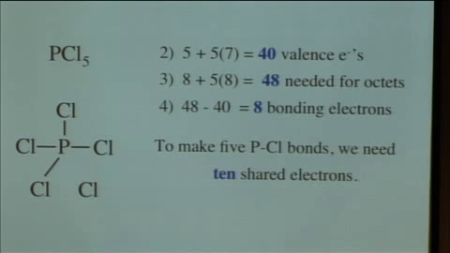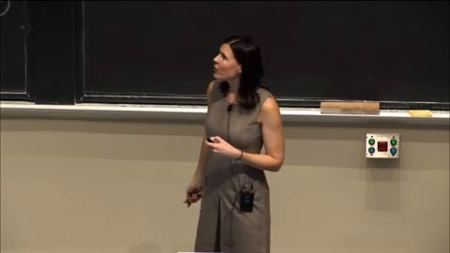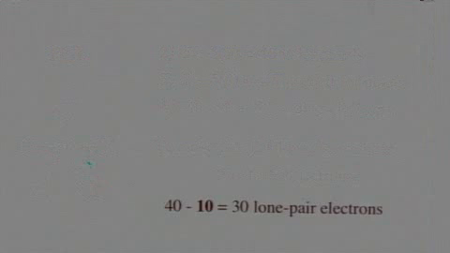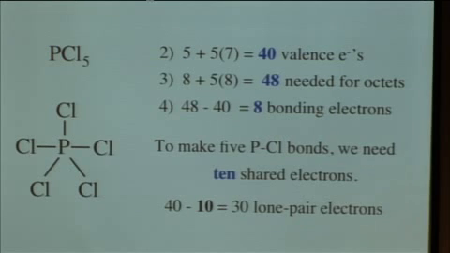To make 5 PCl bonds, we need 10 shared electrons. And we know that that's the situation because it's called PCl5 and not PCl4. So we can go right ahead and add in that extra electron pair. So we've used up 10 for bonding. So that means what we have left is 30 lone pair electrons.